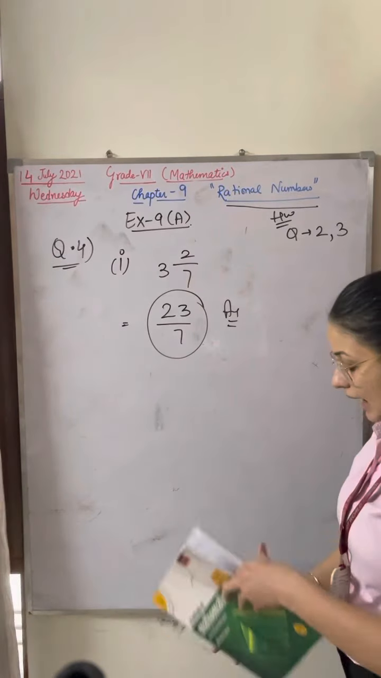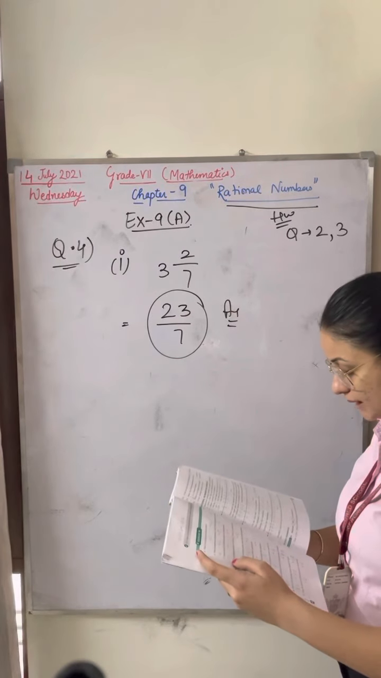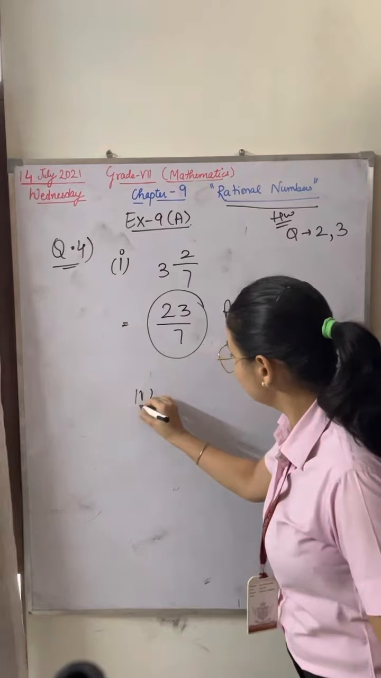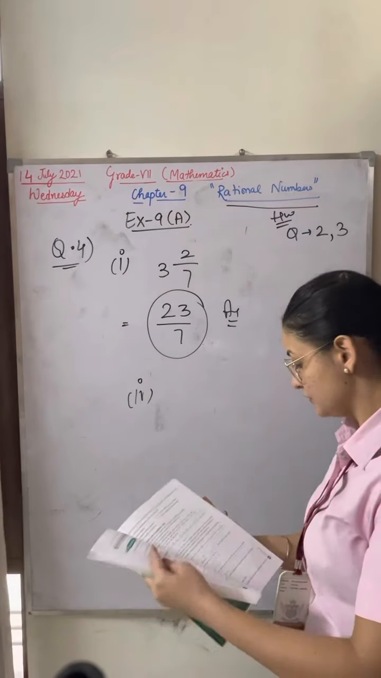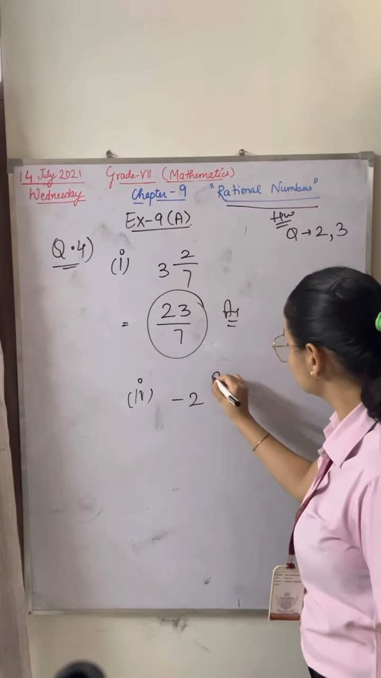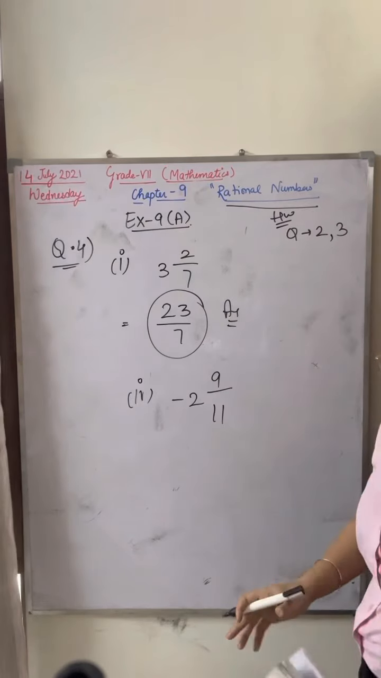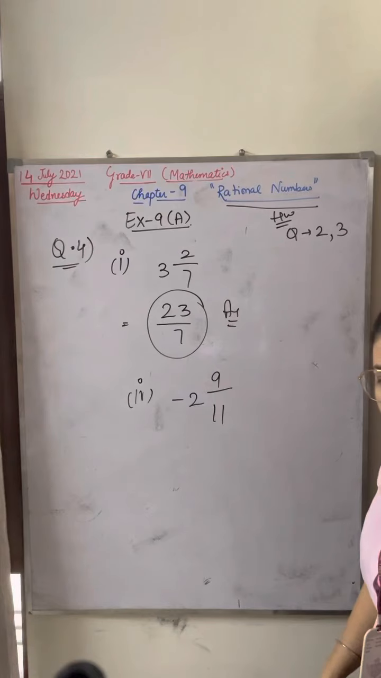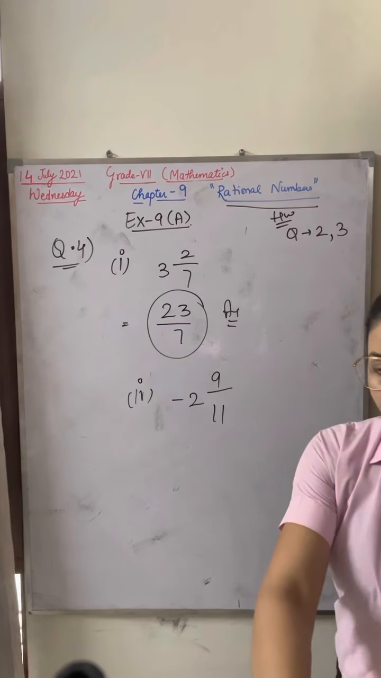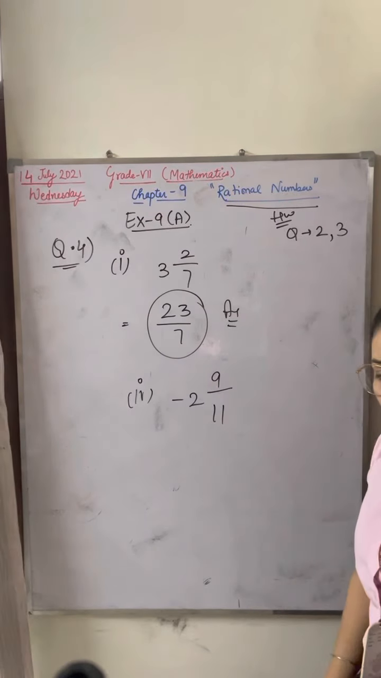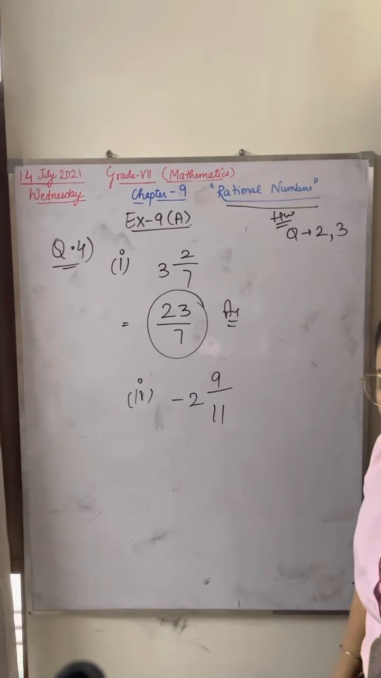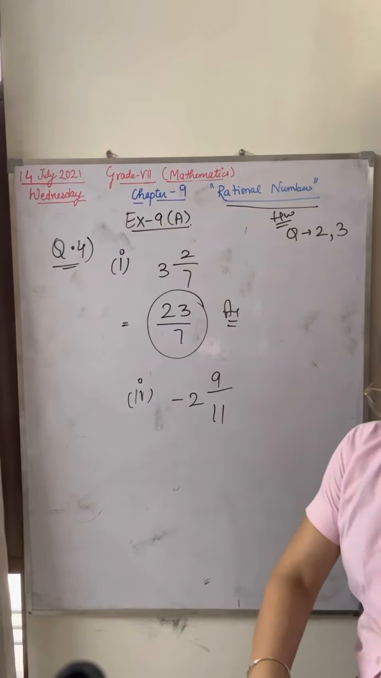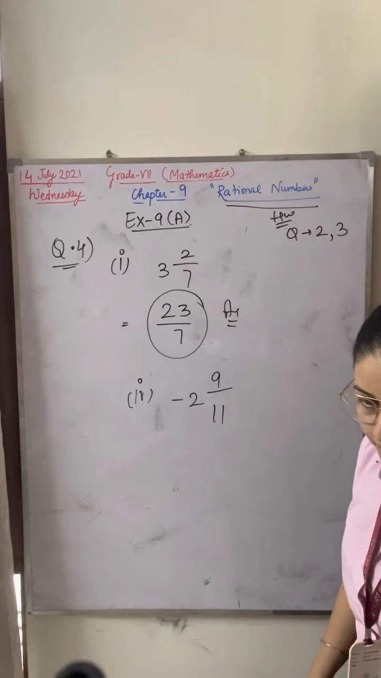Right. Okay. I'm doing one more part. Suppose I'm doing the fourth part. You have to tell me the answer. Sneha, tell me the answer. Minus 2, 9 divided by 11. How can we solve it? Yes, do it. I'm giving you a minute. Everyone has to send me the answer in the chat box.